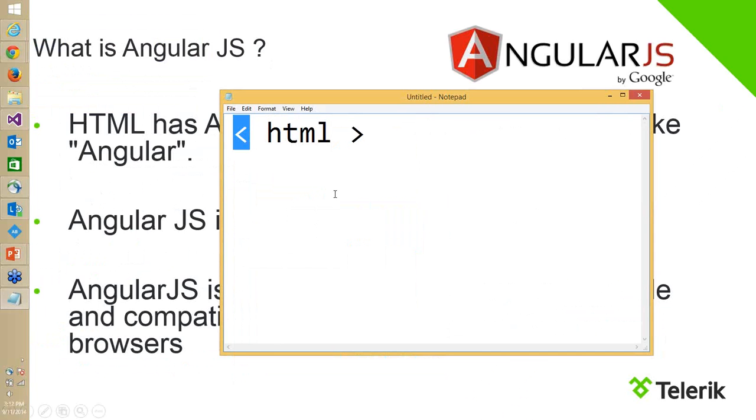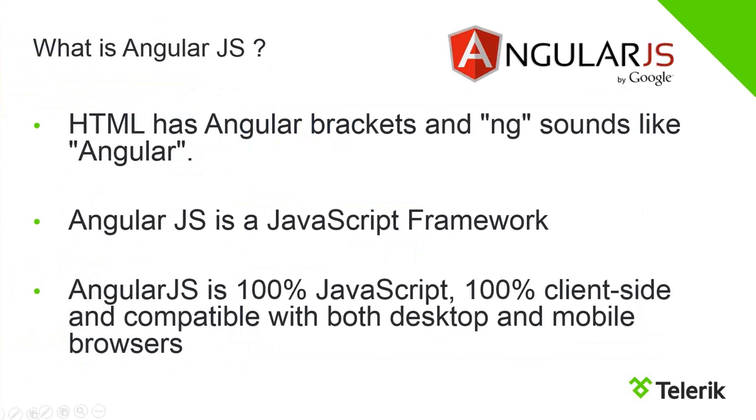Basically it's another name that we give. So it's known as angular bracket. Most of the things that you do with AngularJS is on your HTML tag. So what they say is, HTML has angular brackets and NG sounds like Angular. So that's why the NG is actually picked out of those angular brackets. That's why the name AngularJS, and that's why they used NG for everything.